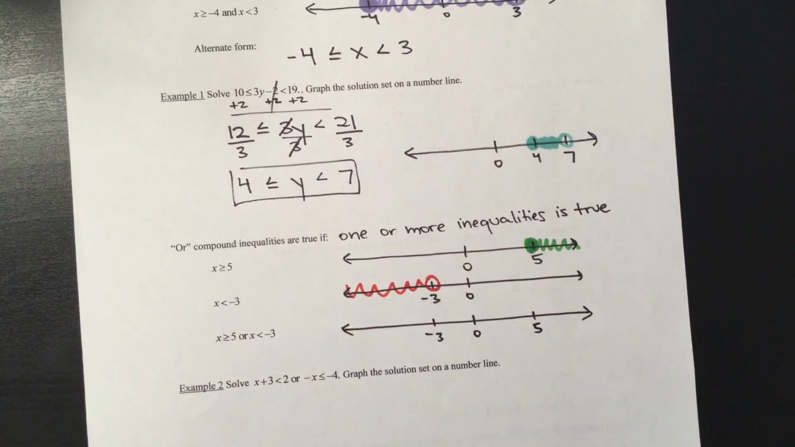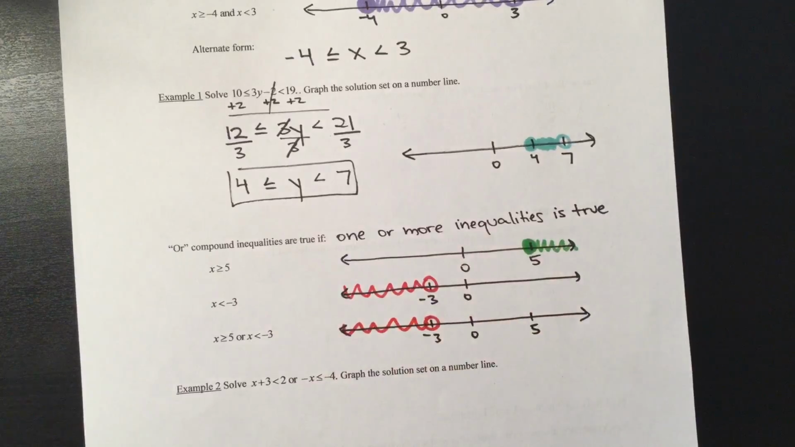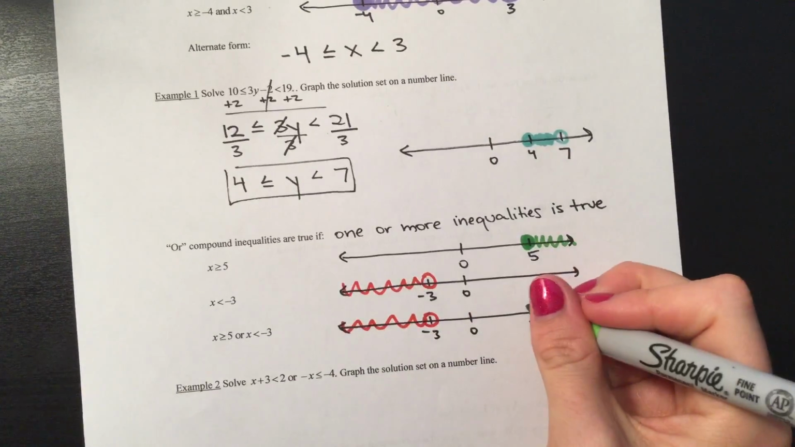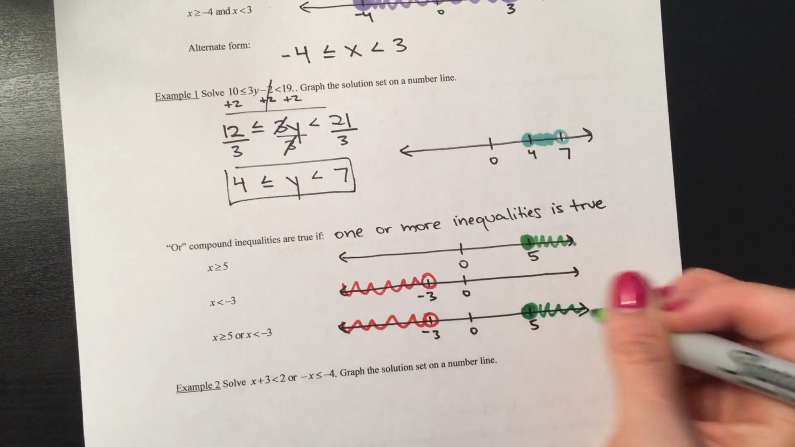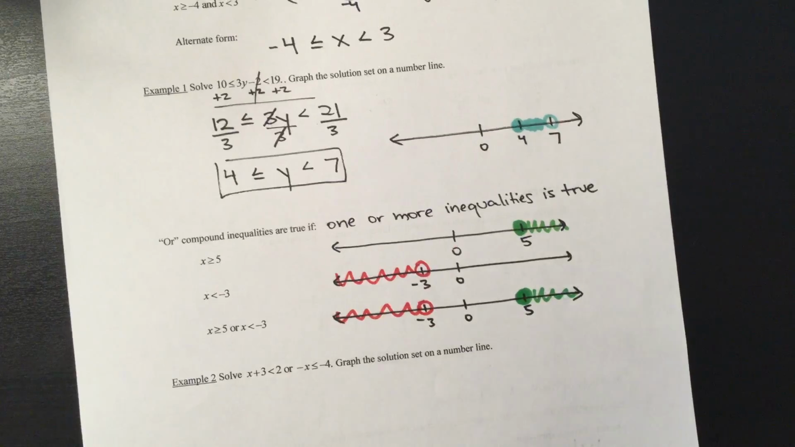Okay, so we're literally just combining them onto one number line. So here's this one, here's this one. And that would be your final answer, is you would have these two separate pieces going off in opposite directions. Okay, so when you say or, it means you graph both of the solutions on the same number line, and that would be your final answer.